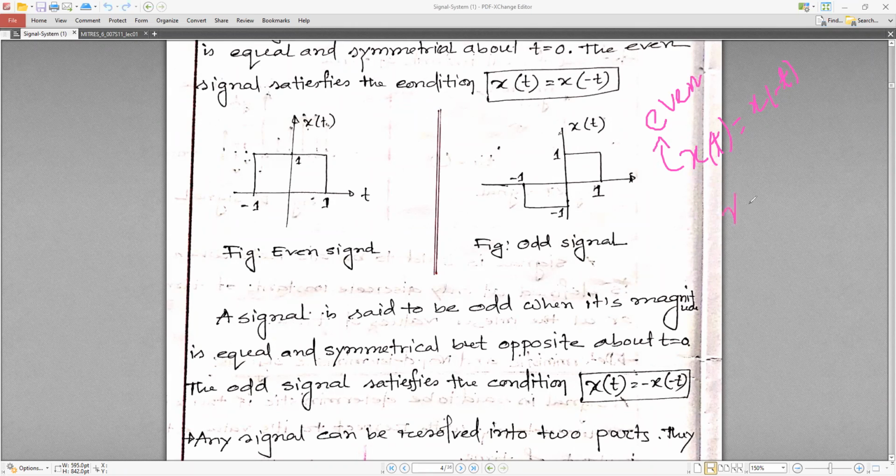Okay, and for the odd signal, x(t) is equal to minus x(minus t). That is the odd signal. These are the two conditions they have to satisfy. These are the requirements.